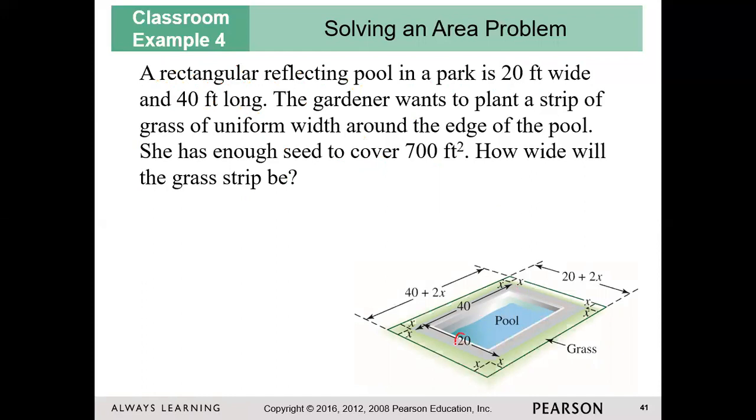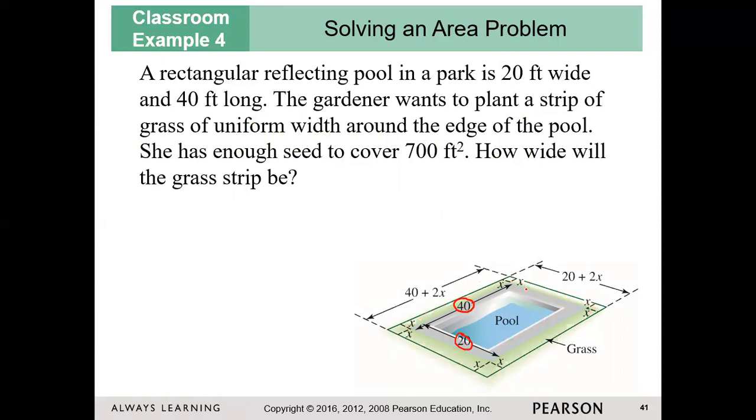It's 20 feet wide. There she is. And it's 40 feet long. The gardener wants to plant a strip of grass that is a uniform width around the edge of the pool. So they want some strip all the way around here.